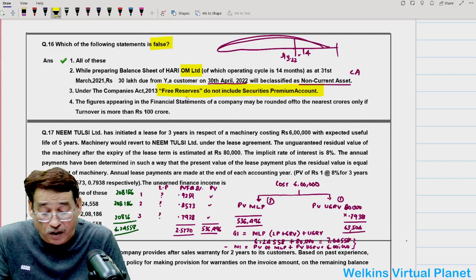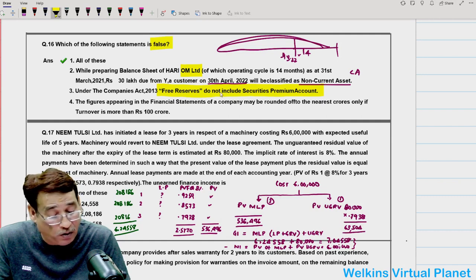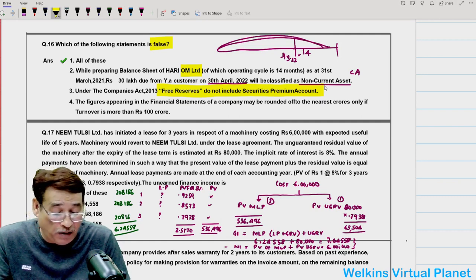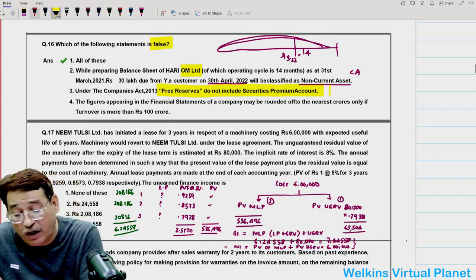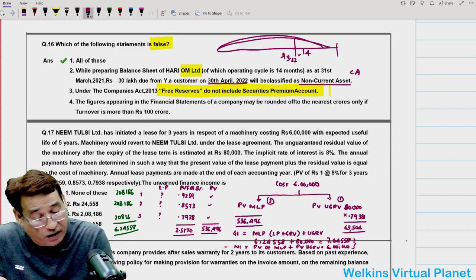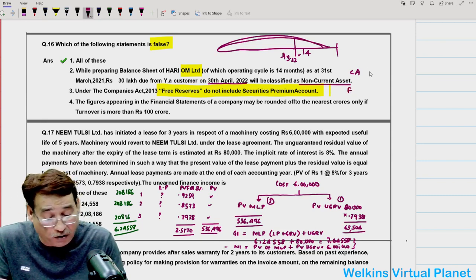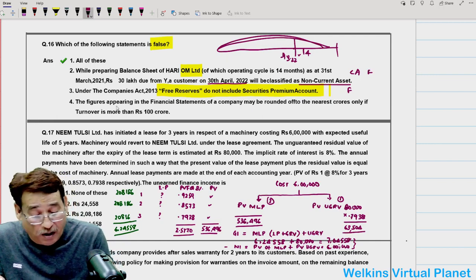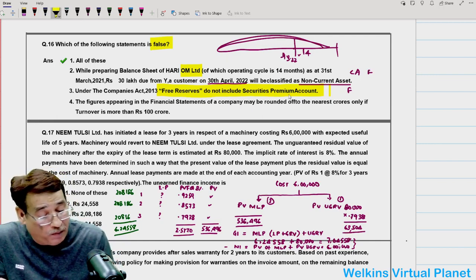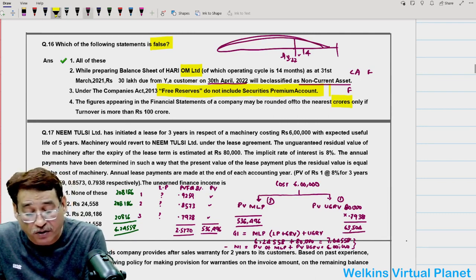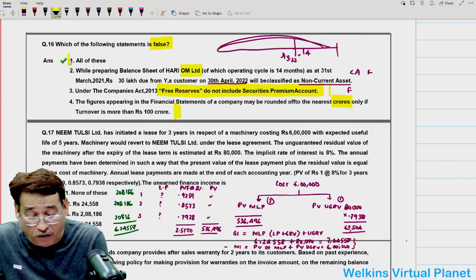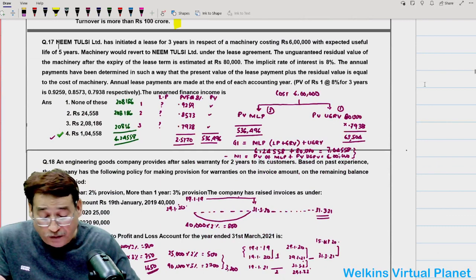Correct? So, under the Companies Act 2013, free reserves do not include securities premium account. Do not include, actually it includes. So again, it will become a false statement. This statement is also false. So far, both these two are false statements without an iota of doubt, because free reserves will include securities premium. Figures appearing in the financial statements of the company may be rounded off to the nearest crores only if the turnover is 1000. However, it is written 100. Again, it is false. So all these are false, so your answer is correct. Your first answer is correct. All are false statements. Question number 17.